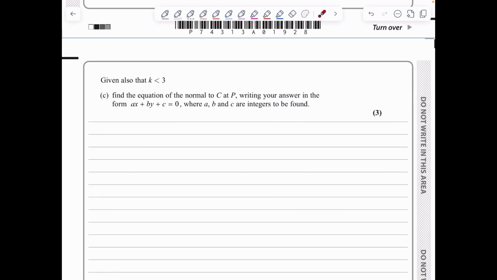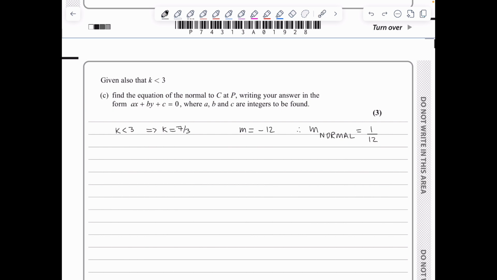Given also that k is less than 3, we need to find the equation of the normal to C at P, giving our answer in the form ax + by + c = 0, where a, b, and c are integers. So knowing that k is less than 3 means that k is 7/3, and we know that the gradient is -12, and therefore we can easily conclude that the gradient of the normal, I will just flip and change the sign, so the gradient of the normal is 1/12.